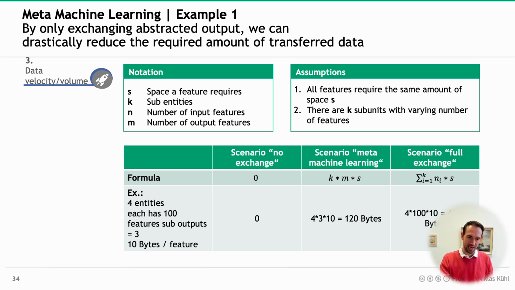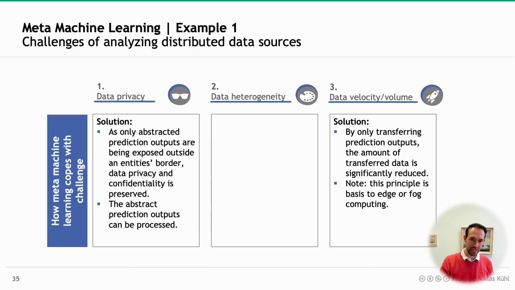and the volume. And you can pretty quickly calculate the different scenarios here of no exchange, a full exchange of data, and the meta learning. And you can see that it's way smaller over here, right? By a fraction. We only have 120 bytes compared to 4,000 bytes over here. So definitely in this scenario of the meta learning, the volume is way lower. So we can conclude that we successfully addressed two of these challenges that we face when it comes to system-wide learning with a meta learning, both the data privacy and the data velocity and the volume.